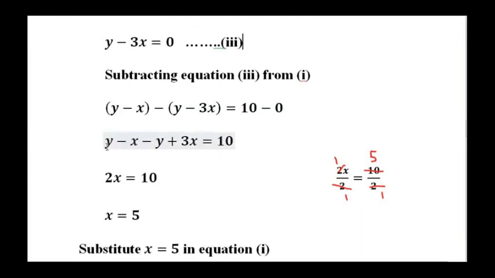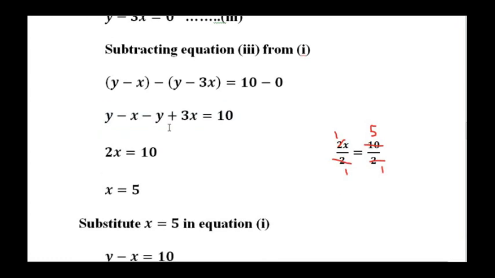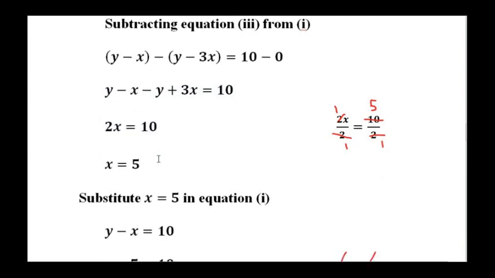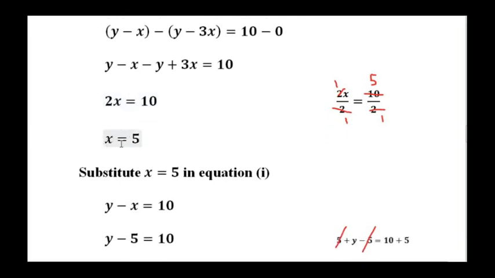Now, positive y and negative y will cancel out each other, and positive 3x negative x is 2x equals 10. To find x, I will divide both sides of this equation by 2, so we get x equals 5. So we have found the first number, which is x. To find the second number, I will substitute x equals 5 in equation 1.